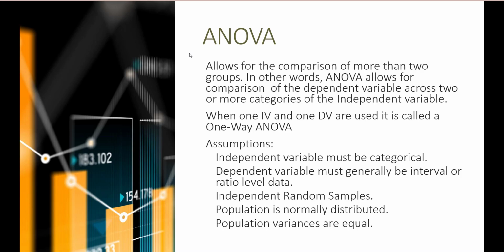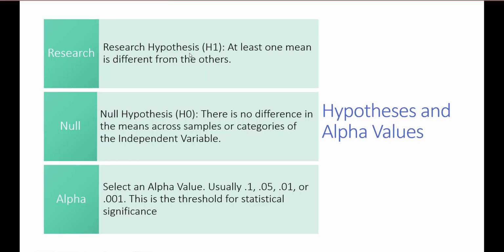The assumptions for ANOVA are: the independent variable must be categorical, right? We're comparing across categories of the independent variable, and the dependent variable must be interval or ratio level data. We have to have independent random samples, the population is normally distributed, and population variances across those categories need to be relatively equal.